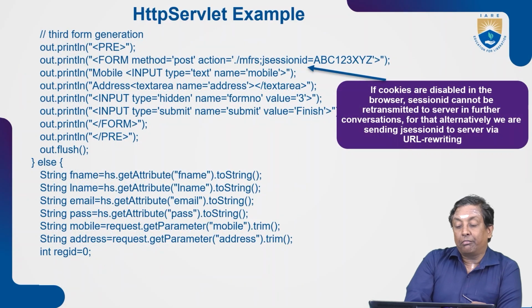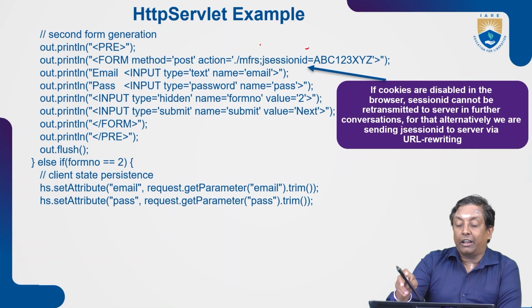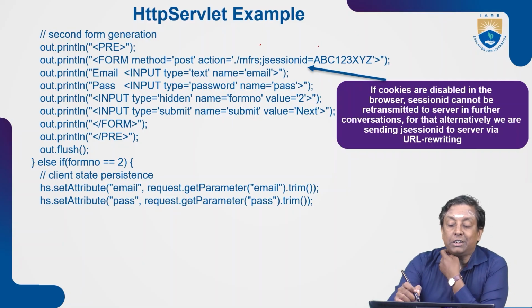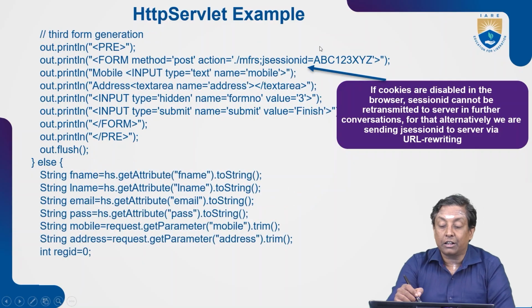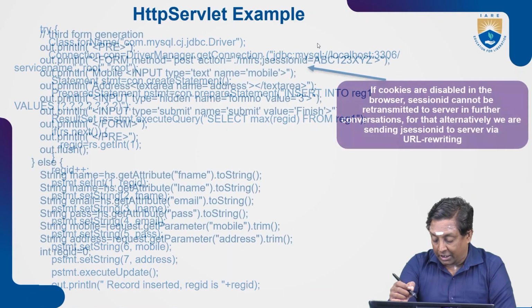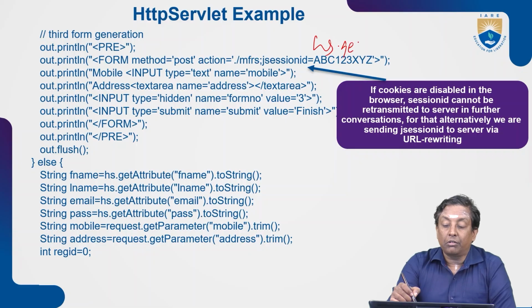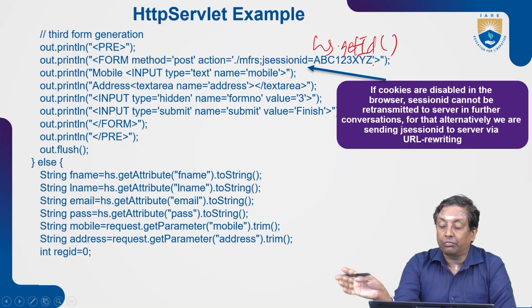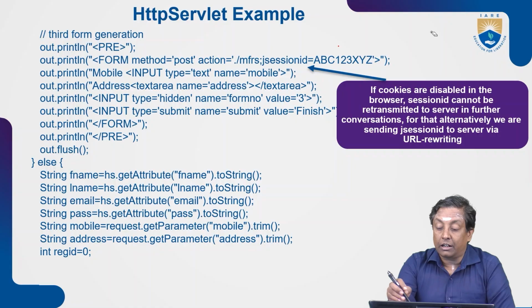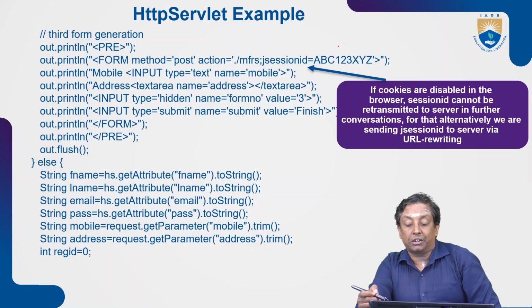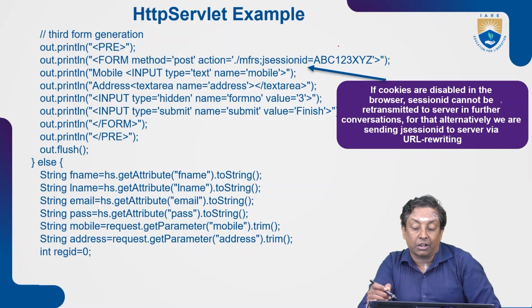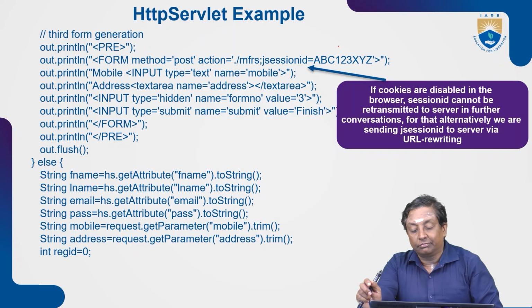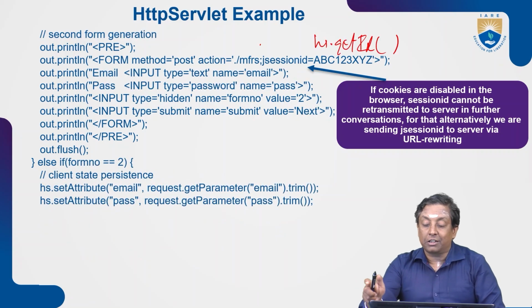This is the end of the example. Here I would better replace this with the HTTP session object dot getId, here and here as well. But for understanding's sake, I hardcoded and showed it. Otherwise, originally we should write like this. If cookies are disabled in the browser, the session ID cannot be retransmitted to the server in future conversations. For that, alternatively, we are sending the JSESSIONID to the server via URL rewriting. The same thing I placed here and here also.